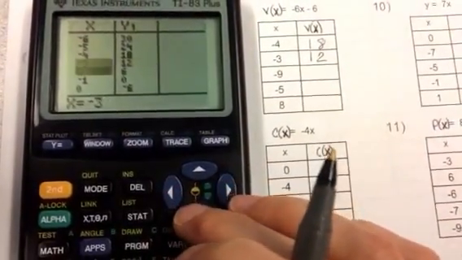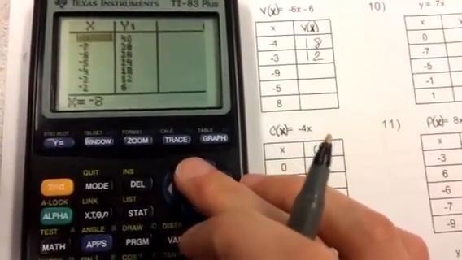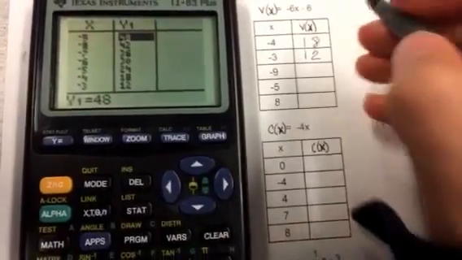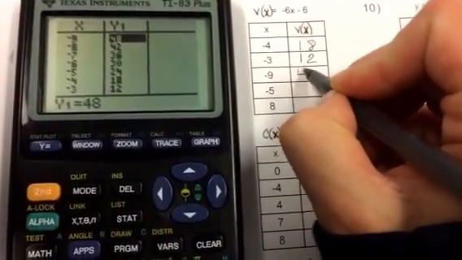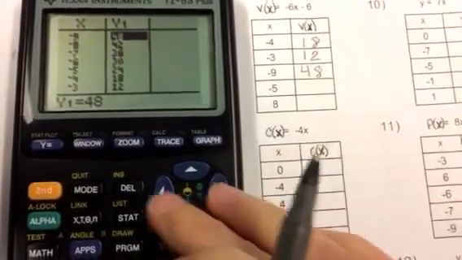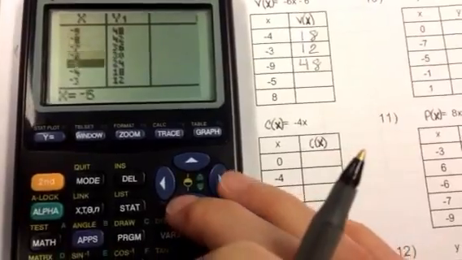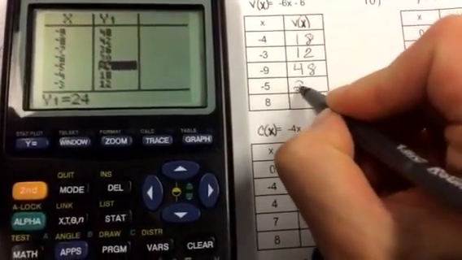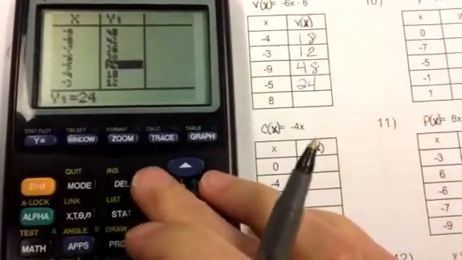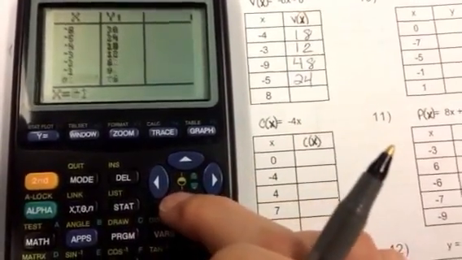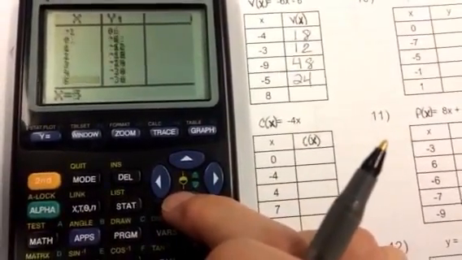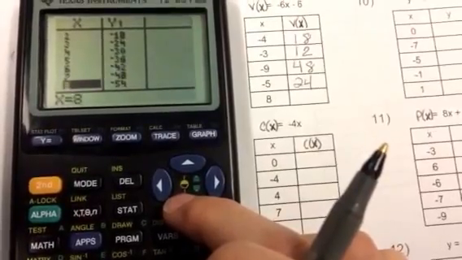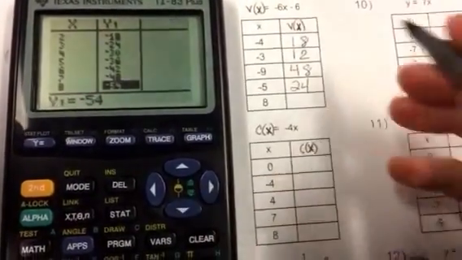When my input is negative 9, okay, I gotta go back up here. Negative 9 gives me 48. Negative 5. My input is negative 5, my output is 24. And when my input is 8, so I have to scroll down to 8. When my input is 8, my output is negative 54.